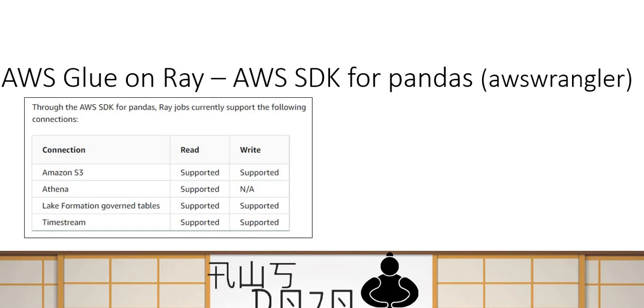So for instance, if you're using AWS SDK for Pandas or AWS Wrangler, then Ray currently supports the connections shown over here. You can talk to S3 bucket, both read and write. You can talk to Athena, that means you can talk to Glue catalog, but right now only read is supported, write is not applicable, because Athena is used for query purposes. Then your Lake Formation governed tables are also supported, and your Timestream database is also supported. So these are 4 different connection types which are supported at present with AWS Glue on Ray with AWS SDK for Pandas.